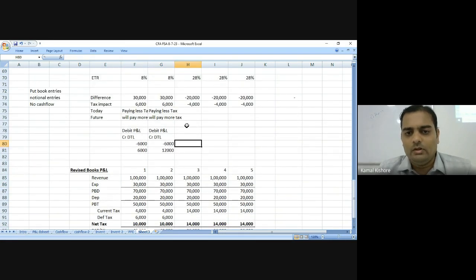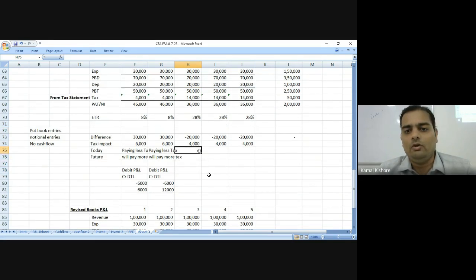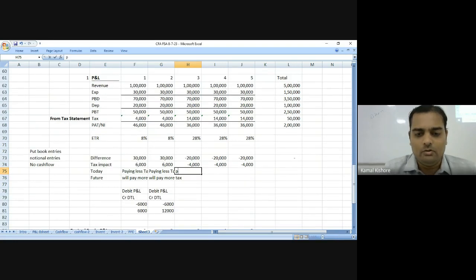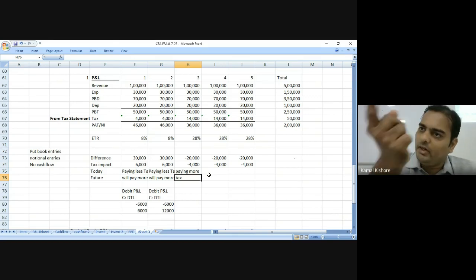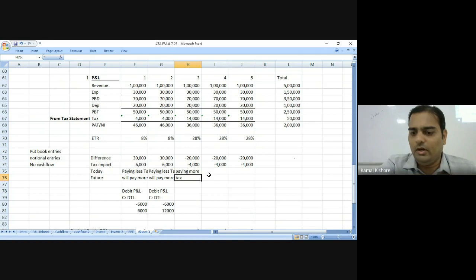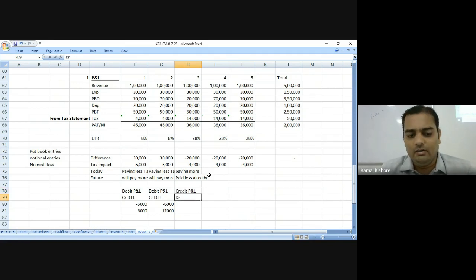Okay. Now, third year. You're paying less or more? Huh? You're paying less tax or more tax? You're paying more. That means in future you'll pay less. But we know for a fact that this is belonging to an item in the past. Right? So, paid less already. Right? And you're paying more today. Okay? So what will happen? If you're paying more, what will happen? You will credit the P&L and debit DTL.